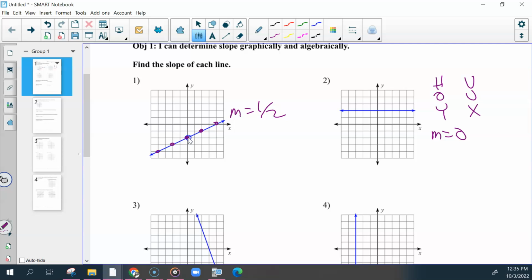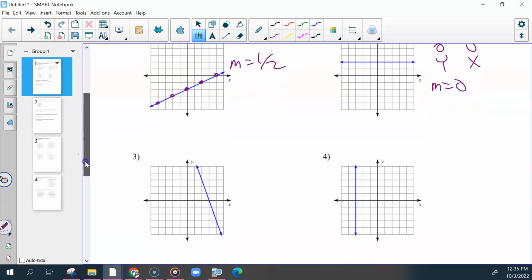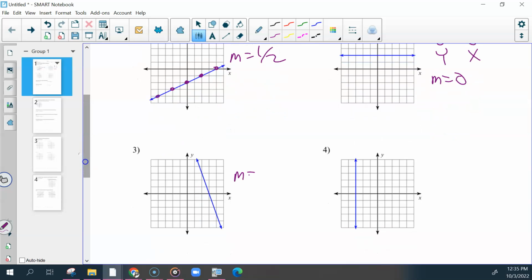Number 3, a lot of you put 3 but not -3, so be careful with those. Some of you did the flip version of that, -1/3. You just flip your rise and your run. Remember, count up and down before left or right.